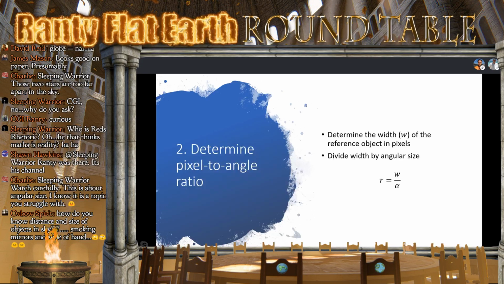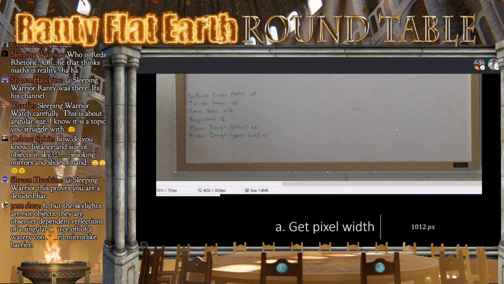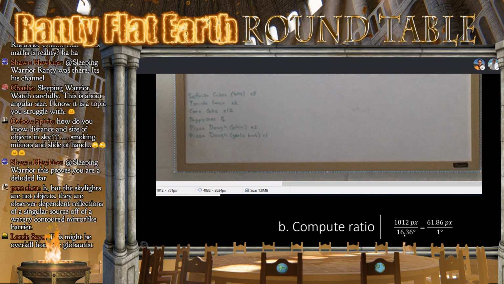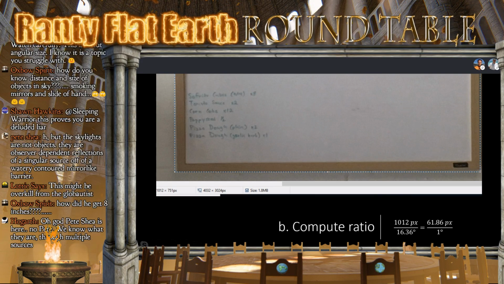I'm now going to determine the pixel to angle ratio of my camera. I'm going to take the width of the object in pixels and divide it by the angular size. So opening up the image I took in Paint, the horizontal width in pixels of the whiteboard turned out to be about 1,012 pixels. I divide 1012 pixels by 16.36 degrees, and I get that the pixel to angle ratio of my camera is about 61.86 pixels to 1 degree. I'm going to need this ratio later when I take my next pictures.